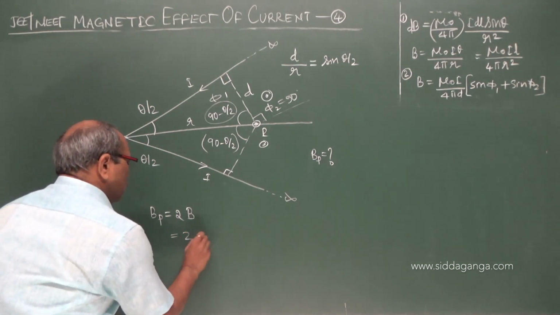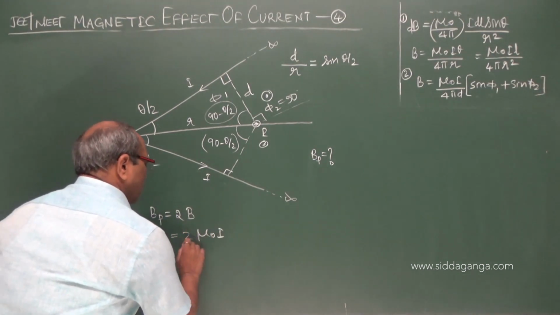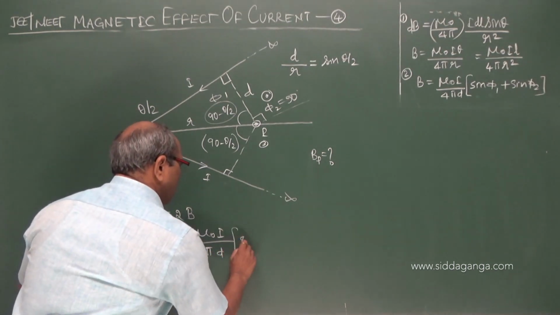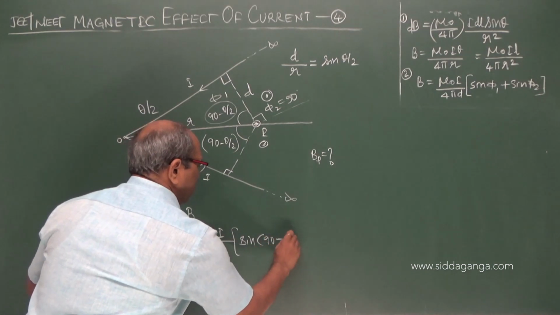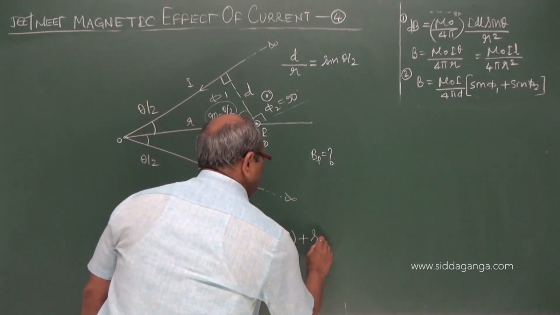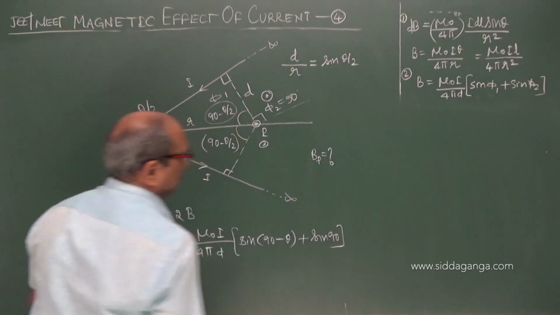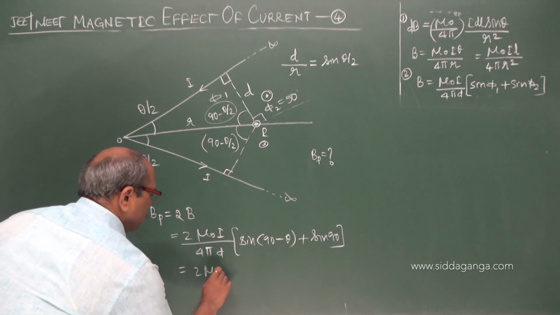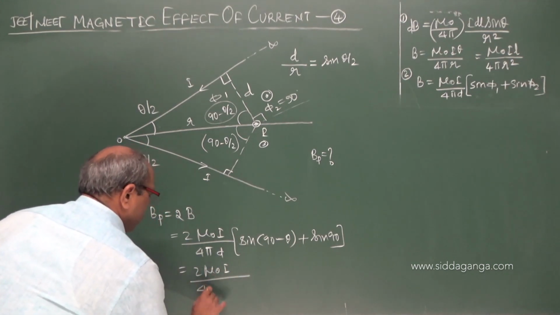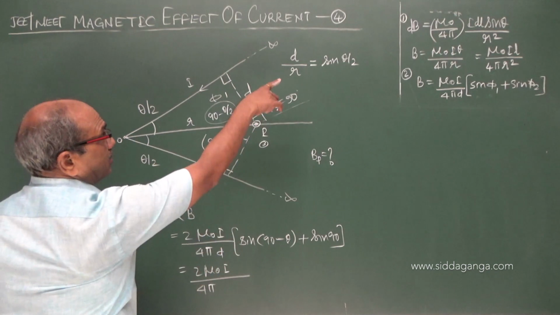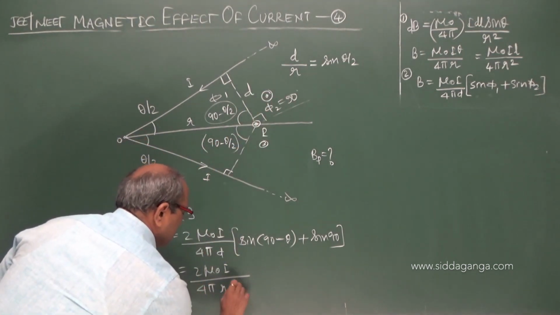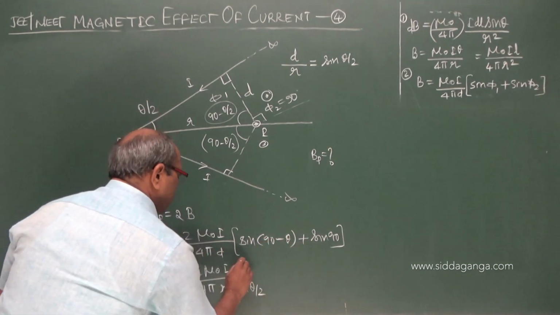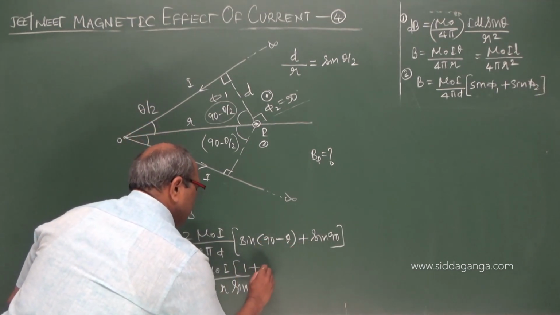How to write B: it is 2 into mu naught I upon 4 pi D into sin(90 minus theta) plus sin 90. Let us substitute: it is 2 mu naught I upon 4 pi into D, which can be written as r sin theta by 2, so r sin theta by 2. This becomes 1 plus cos theta.